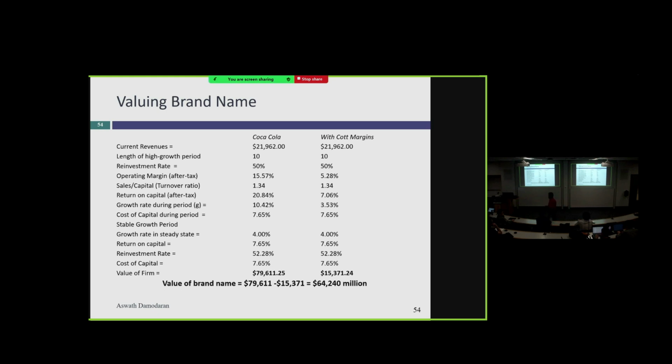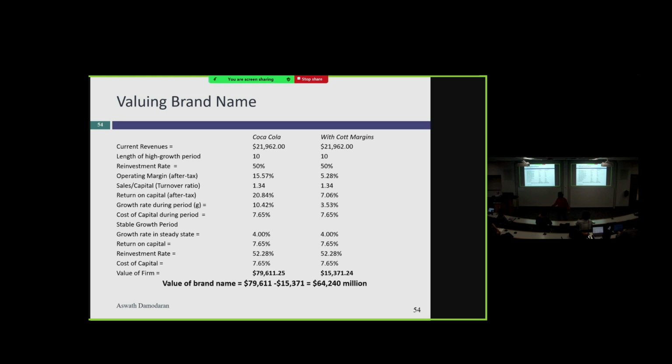And here's where I got lucky. I found a Canadian company called COTT, C-O-T-T. It makes generic versions of sodas. The reason you've never seen it is you go to any grocery store, you have the local ShopRite soda. Cott makes it, so you won't even see their name. But they have no marketing expenses. They sell directly to grocery stores, sell them for basically nothing. And their margins are 5.29%. They said, look, your margins are 15.57%. Why do you think they're so high?